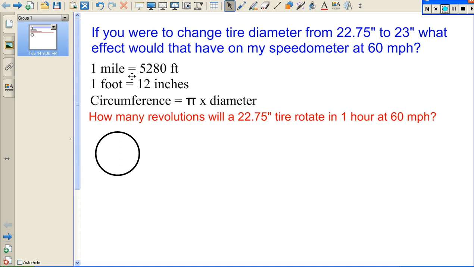One, a mile is 5,280 feet. The other thing is 1 foot is 12 inches, and then what we're dealing with is the circumference of a tire, and that formula is pi times the diameter. And so I have a little thing here to show you why we're dealing with circumference.